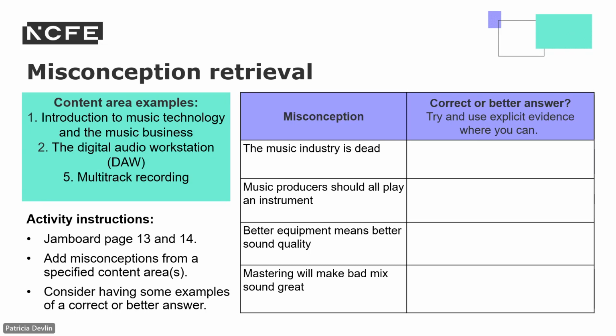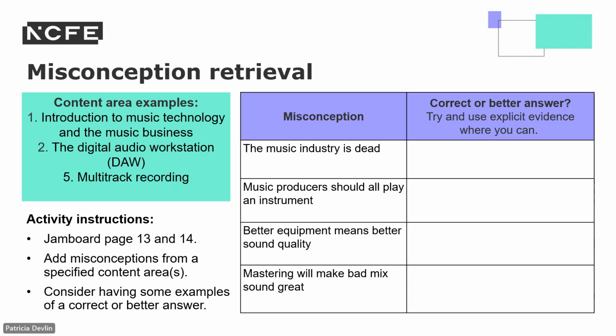Thanks, Patricia. So the last task is the misconceptual retrieval. For this example, we've added common misconceptions, myths using content area 1, introduction to music technology and the music business, content area 2, the digital audio workstation, DAW, and content area 5, multi-track recording. So your pupils will try and provide a correct or better answer, and through their research will attempt to support their own answers with evidence. This is on the Jamboard page 13 and 14, so you can add misconceptions from the content areas. Also have some examples of correct or better answers.